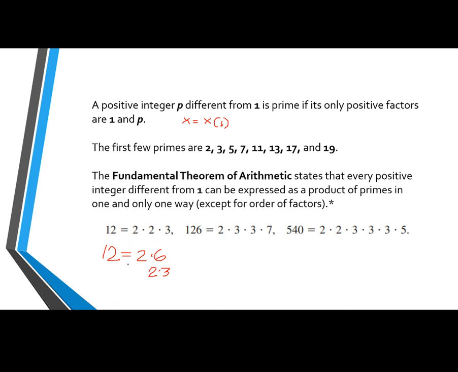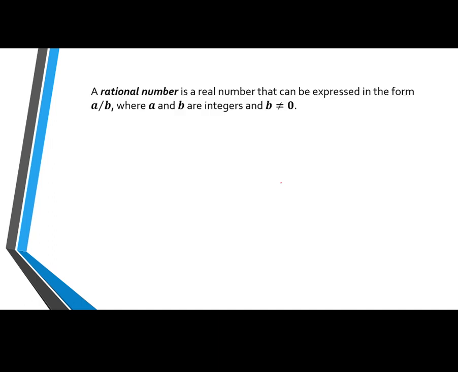So the 12 can be expressed into a product of primes. So these are prime numbers, 2 times 2 times 3. So 2 is a prime number and also 3. So as for 126, it is 2 times 3 times 3 times 7, and 540 equals 2 times 2 times 3 and so on. So these are some explanations of the fundamental theorem of arithmetic. So next we will be talking about rational numbers.